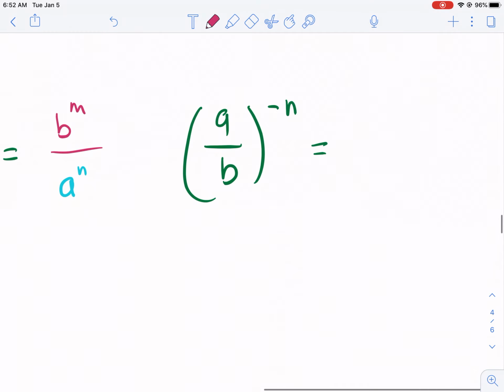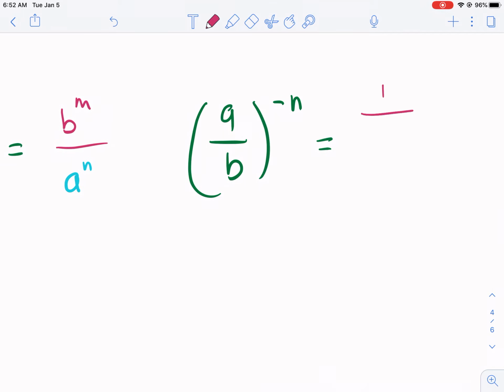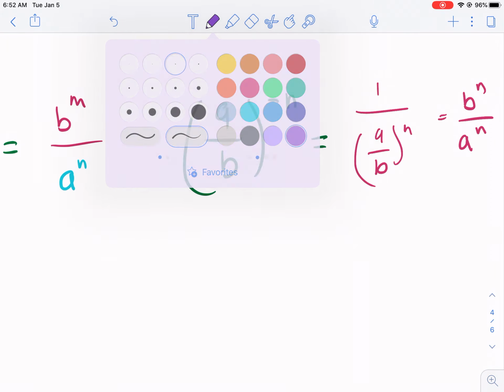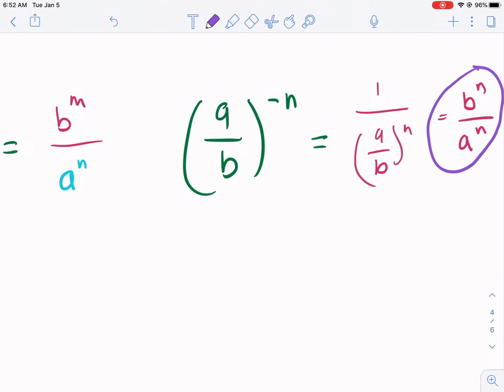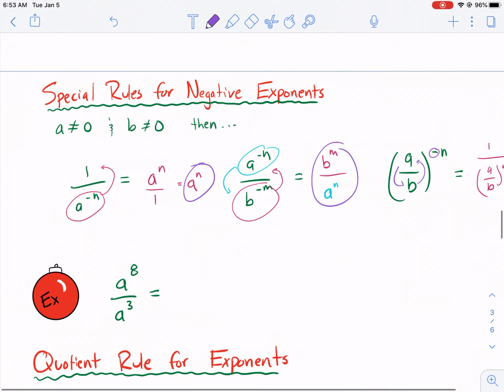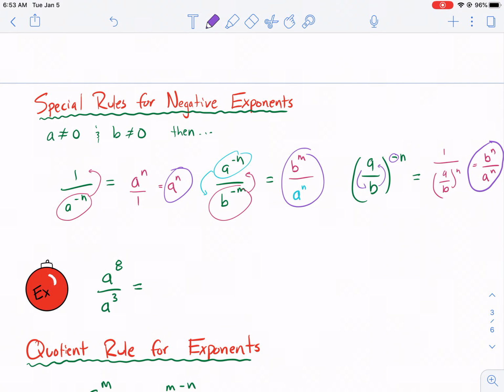Okay, and then if we have this whole thing, a over b, raised to the negative n, then what we could do is write it as 1 over a over b to the n, like this. But what's going to end up happening is it's just going to switch. Okay, it's just going to end up switching. So it's going to be b to the n over a to the n. I could break that down if you really want me to. Leave a comment if you want me to do that. I almost guarantee you don't. But this is how it ends up, you just flip these because of the negative exponent. Okay, so these are our three properties, special rules for negative exponents.